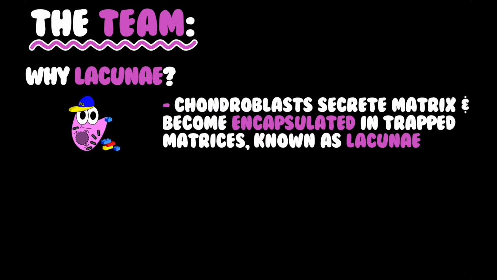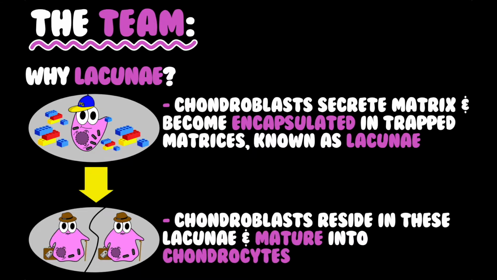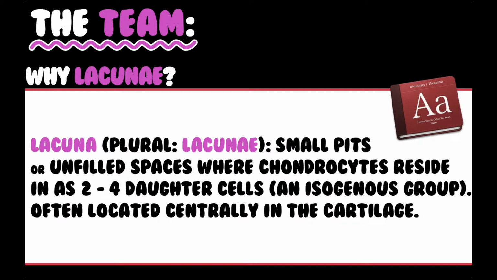So why do we get these lacunae? Chondroblasts secrete a matrix and become encapsulated in this trapped matrices known as lacunae. In the process of secreting the matrices, the chondroblasts reside in these lacunae and mature into chondrocytes. Lacuna, or the plural lacunae, are small pits or unfilled spaces where chondrocytes reside with 2 to 4 other daughter cells known as an isogenous group. They're often located centrally.